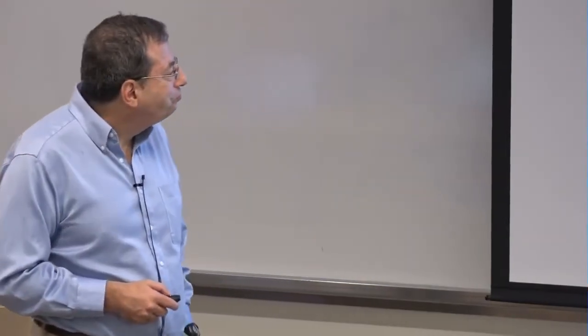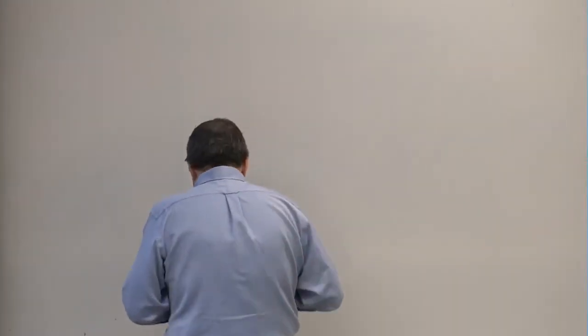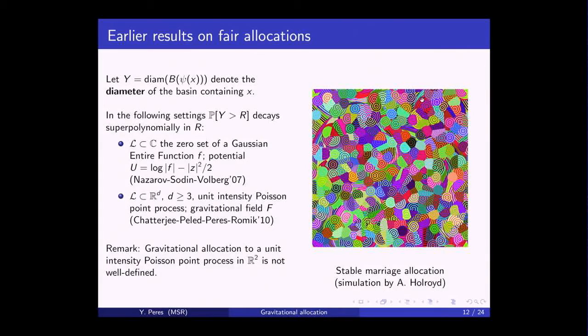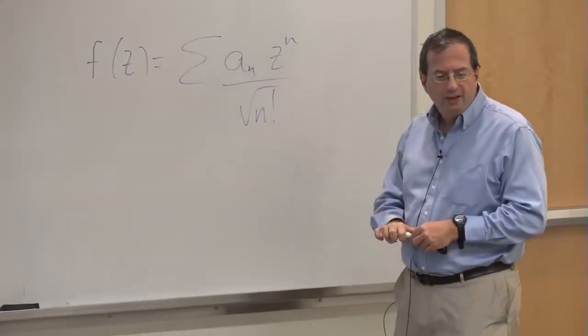So if you have any Gaussian entire function whose zeros have a translation invariant distribution, then this distribution is the same up to scaling. That's a theorem of Misha Sodin. Anyway, they look at this function, which I'll write the formula for. The a_n are Gaussian coefficients, independent complex normal variables.